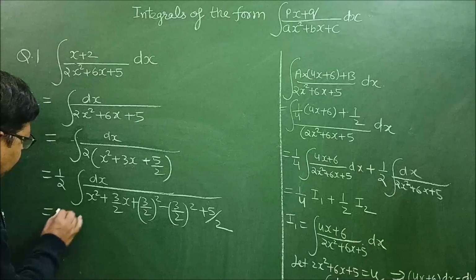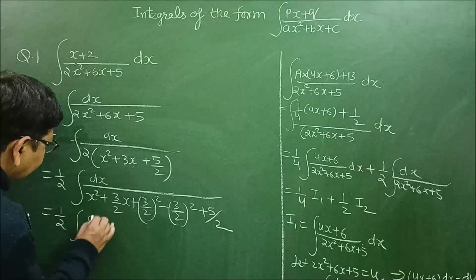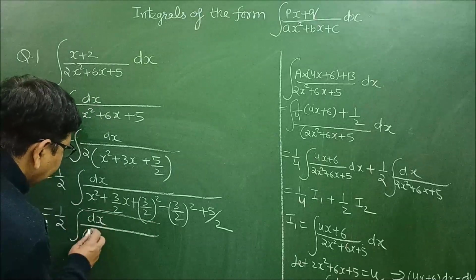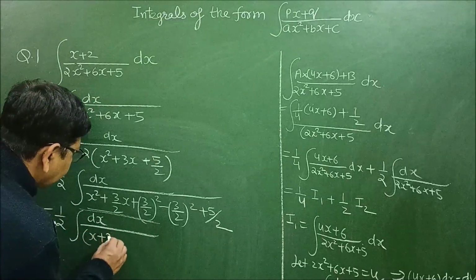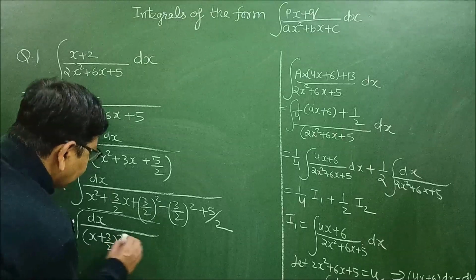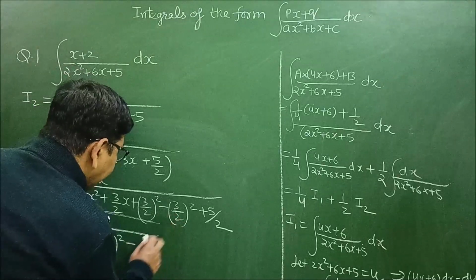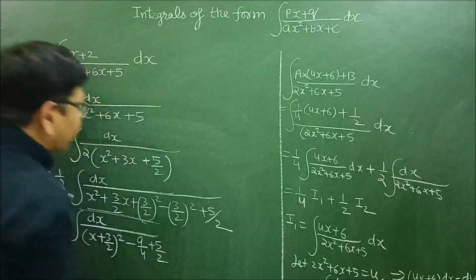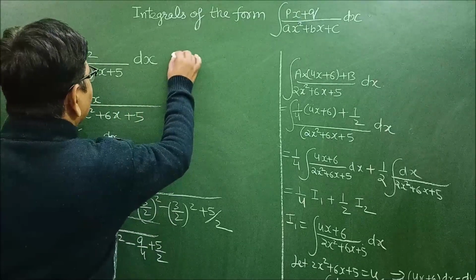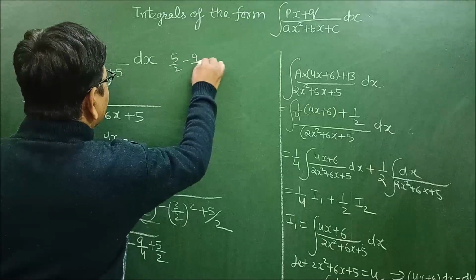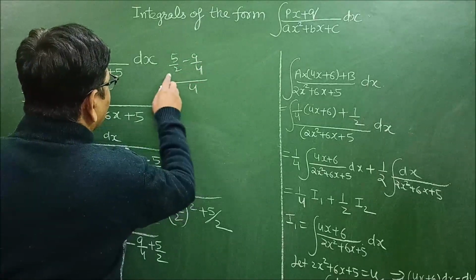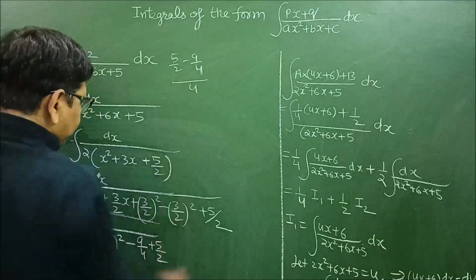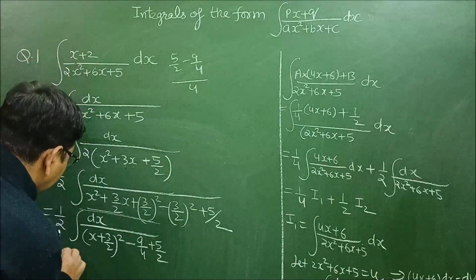So this is equal to half integral of dx upon, these three terms make a perfect square, (x plus 3 upon 2) whole square. And now rearranging the remaining terms, minus 9 upon 4 plus 5 upon 2. 5 upon 2 minus 9 upon 4, LCM is 4, so 10 minus 9 means 1 upon 4.